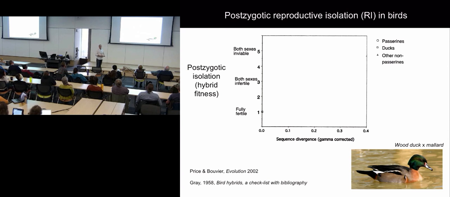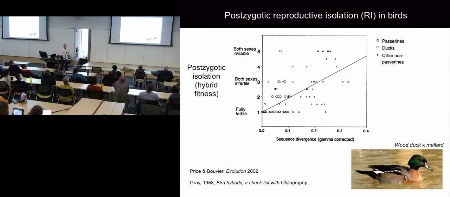Now, if the hybrids are perfectly fit, they basically have a value of y equals 0, so they're fully fertile, down near the bottom. If they have an intermediate fitness, where maybe they're simply infertile, they will be around halfway up the y-axis. And if both sexes are inviable, so all the offspring die and the cross simply fails, then we have complete postzygotic isolation, and that would score a 5 in this framework.